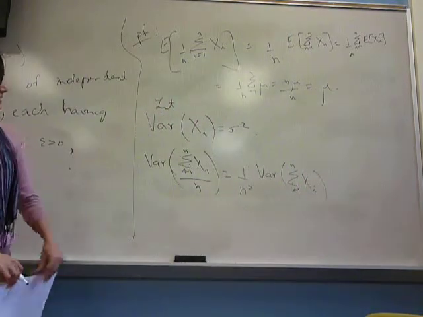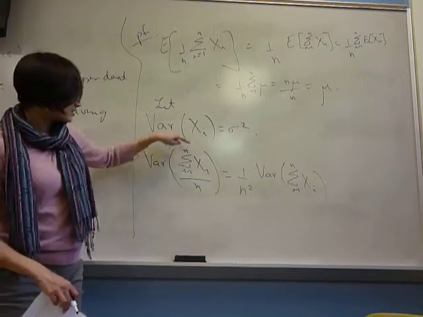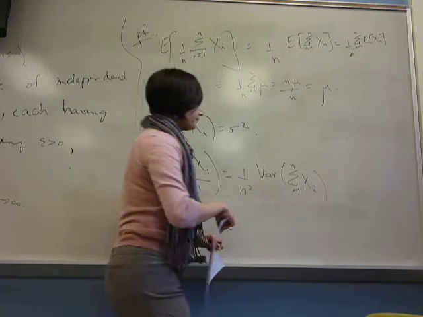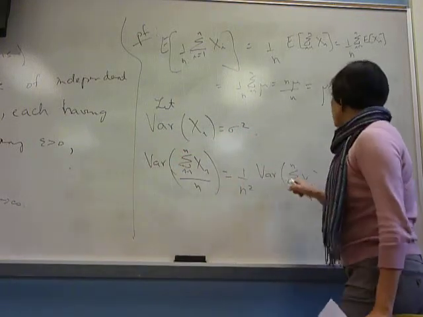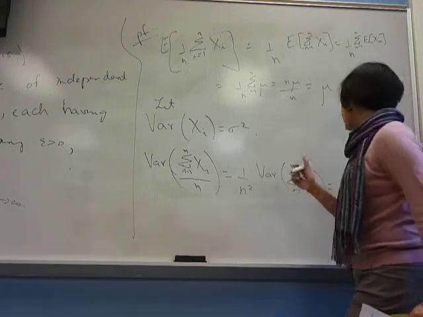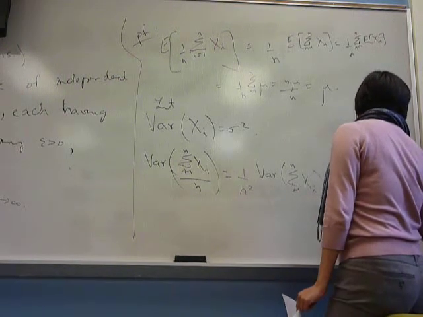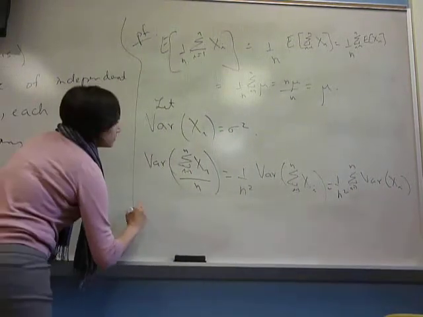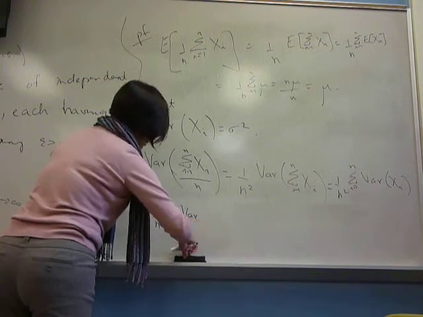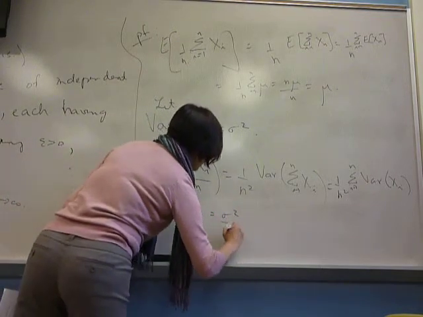That was one of the properties of variance. If I have a times x, the variance of a times x is a squared variance of x. So this is my random variable, and I'm dividing it by a constant. If I pull the constant out, it's 1 over n squared. And the xi's are independent. What do I know about the variance of a sum of independent random variables? It's just the sum of the variances. So it's 1 over n squared, sum i equals 1 to n, variance of xi. This is 1 over n squared, n times, and the variance of xi is sigma squared for all i. So I end up with sigma squared over n.